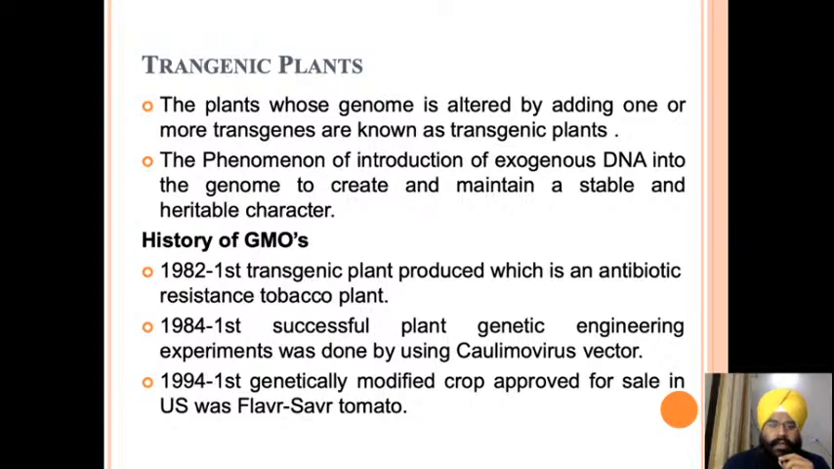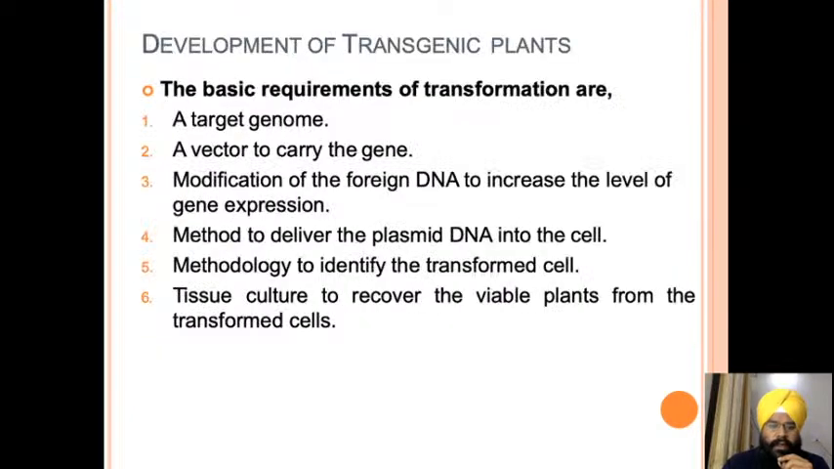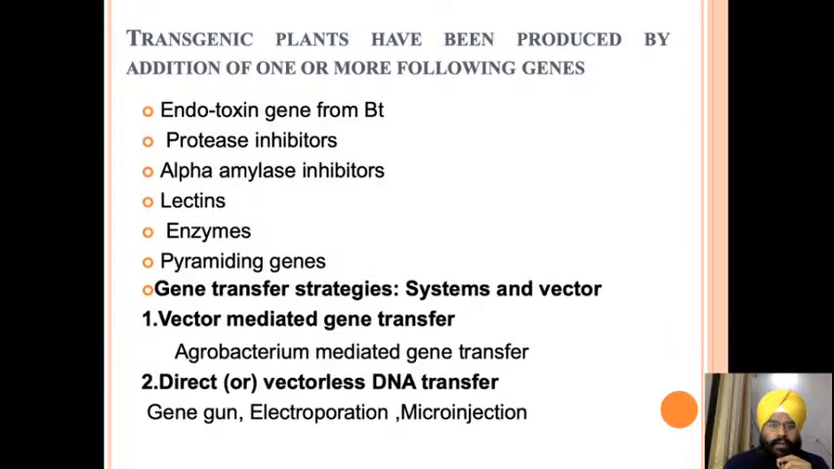Then genetic engineering, and a Caulimovirus vector has been used. Then in 1994, the first Flavr Savr tomato was produced in the world. So we understood how we create transgenic plants: with a first selected target genome, then a vector, then foreign DNA to increase the level of gene expression, a method to deliver it, a methodology to transform the cells, then tissue culture, like Agrobacterium tumefaciens.